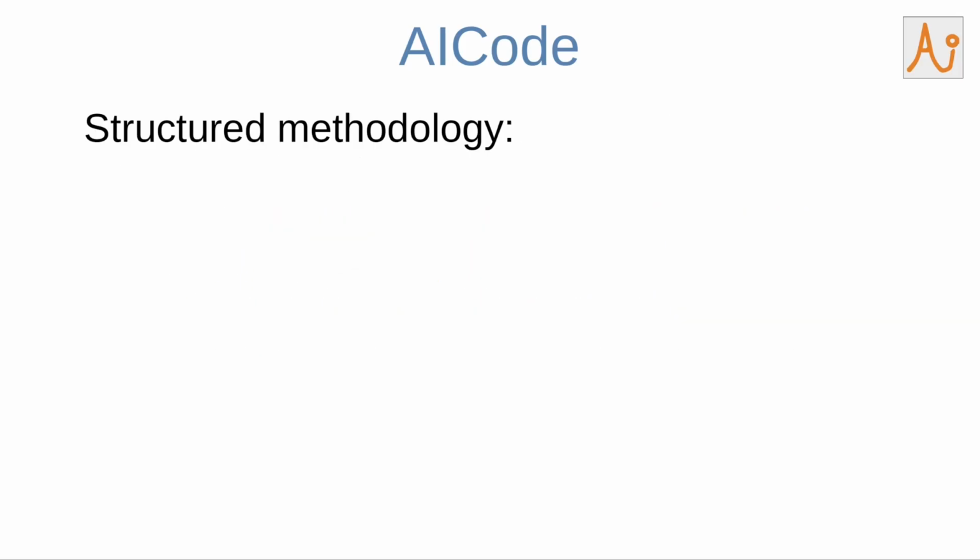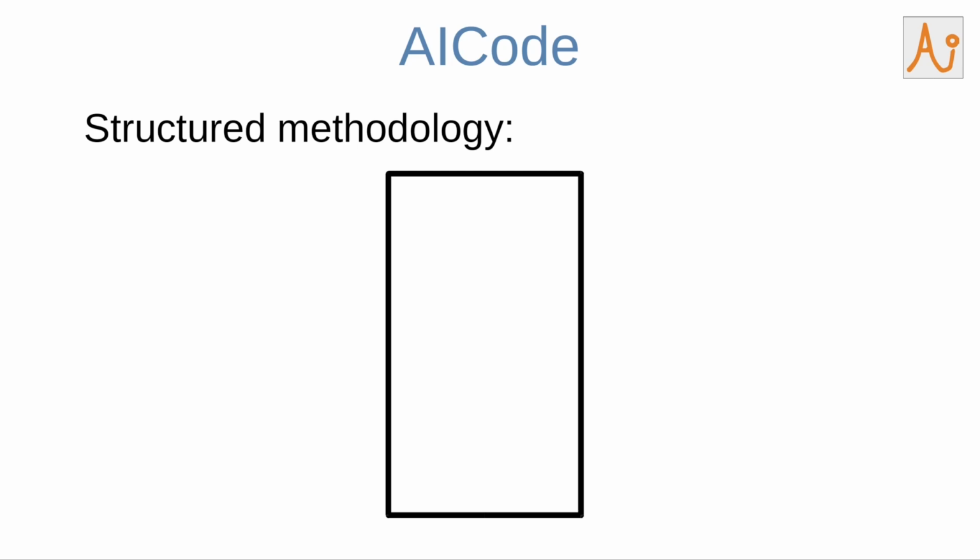Let's summarize the methodology used by AICode to combine the power of the AI and the intelligence of the human developer. The first step is ideate. The developer explains the task to the AI. The AI replies with an analysis and questions, and the conversation continues until both parties converge.